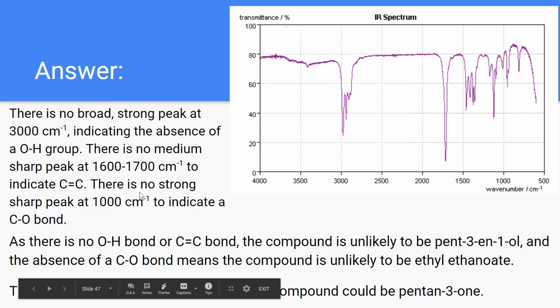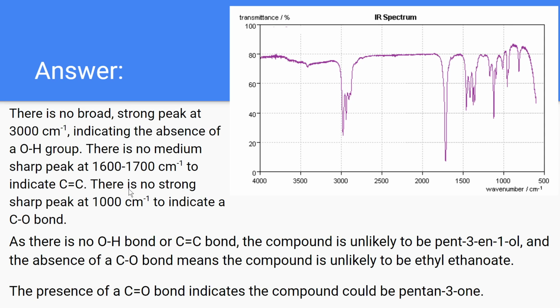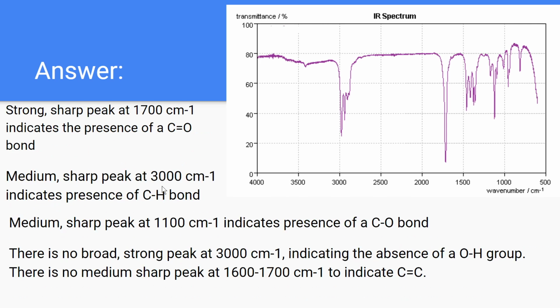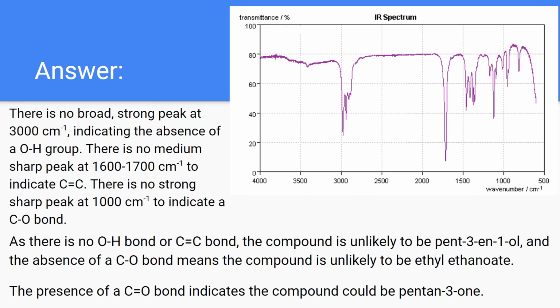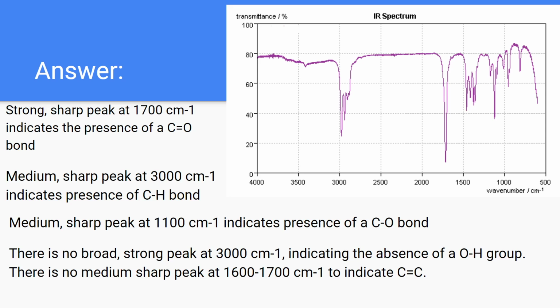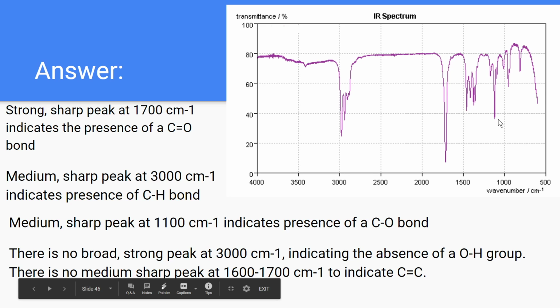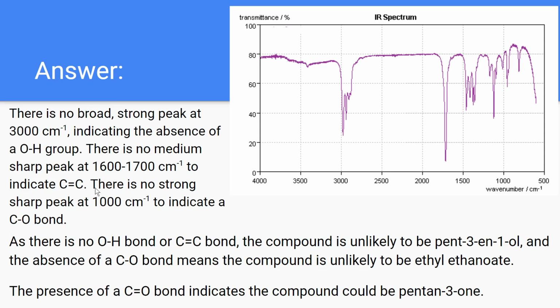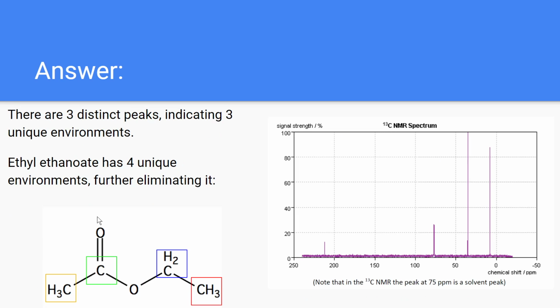Oh, sorry. What? Sorry, no. There is no strong peak. Wait. I've missed one here. Sorry, I've just confused myself. Medium sharp peak indicating presence of a carbon-oxygen single bond. Well, I've messed this up when I've written notes. Let's continue onwards and see what we've got.